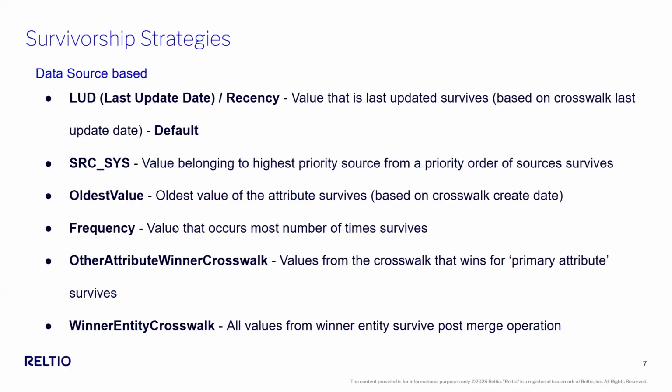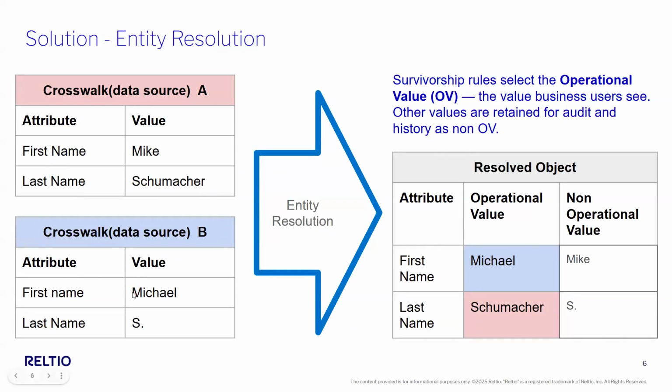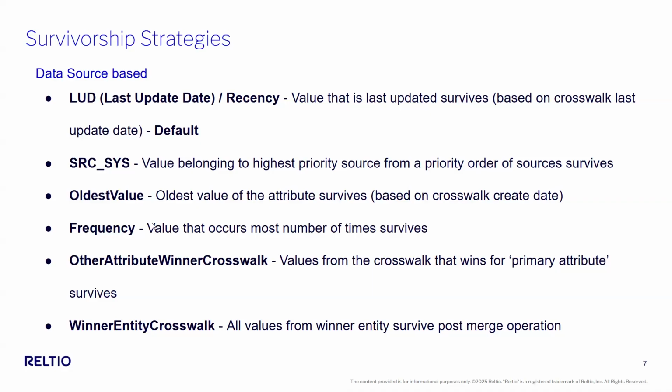The third one is the oldest value. You can think of it as the inverse of LUD. The value which was first populated when the record was created is the value that survives. Then we have frequency. Frequency is the value that appears the most number of times on the attribute. So in the example we were talking about earlier, if there are 5 sources that say the first name is Michael and only 2 that say the first name is Mike, then it makes sense to create a strategy that says that for the first name, the value with the highest frequency wins. So the value occurring the most number of times is the operational value.